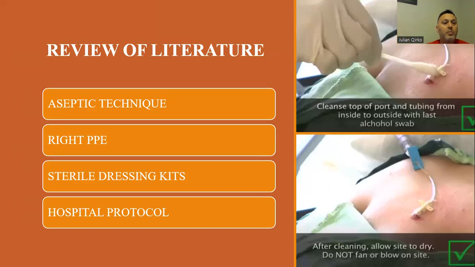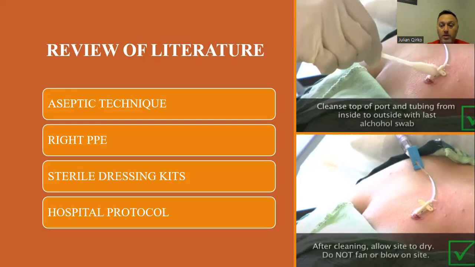Aseptic technique helps prevent healthcare-associated infections. What must the nurse do when changing a central line dressing? There is an 8-step protocol that was found through evidence-based practice. Number one, of course, is to wash hands with soap and water. Prepare your work area, make sure that it's a clean and flat surface, lay out your supplies, remove the old dressing.